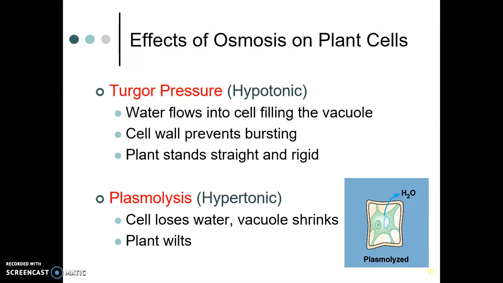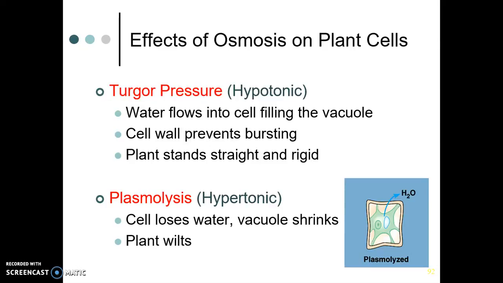So what happens is the vacuole fills up with water, and as it continues to suck up water, it presses harder and harder and harder on the cell wall, and it builds up pressure. That pressure building up on the cell wall is called turgor pressure. Okay? When a plant has turgor pressure, it's very rigid, and the plant's standing straight up, and it's a pretty happy plant. But what happens if you put it in a hypertonic environment?